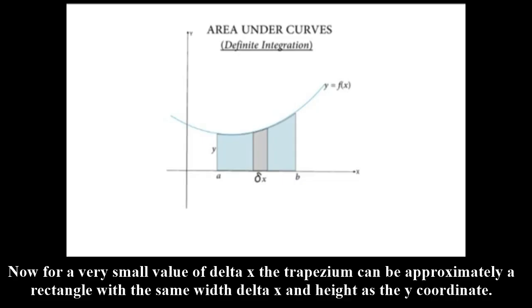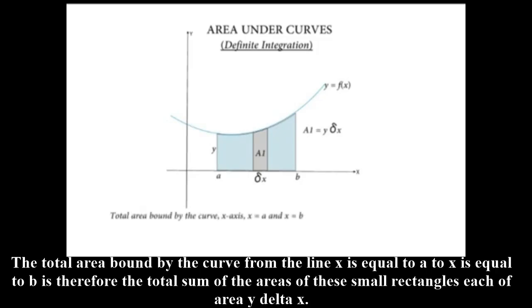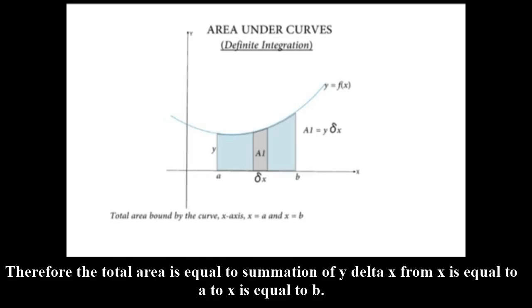Now for a very small value of delta x, the trapezium can be approximately a rectangle with the same width delta x and height as the y-coordinate. Therefore the area of such a rectangle will be y times delta x. The total area bound by the curve from the line x is equal to a to x is equal to b is therefore the total sum of the areas of these small rectangles, each of area y delta x. Therefore the total area is equal to the summation of y delta x from x is equal to a to x is equal to b.